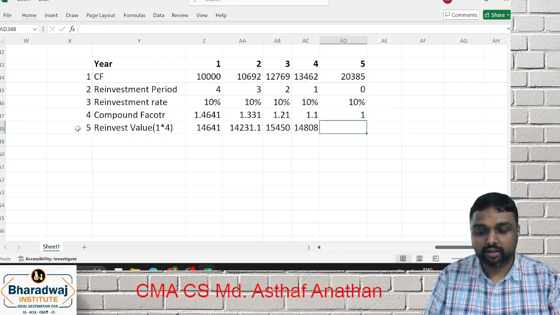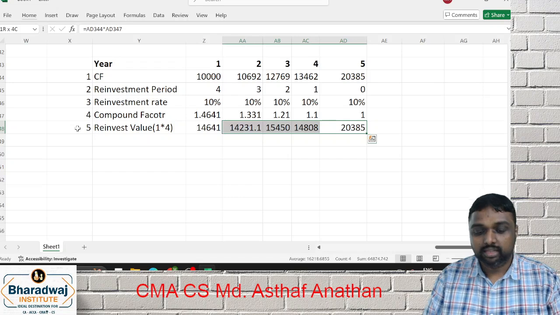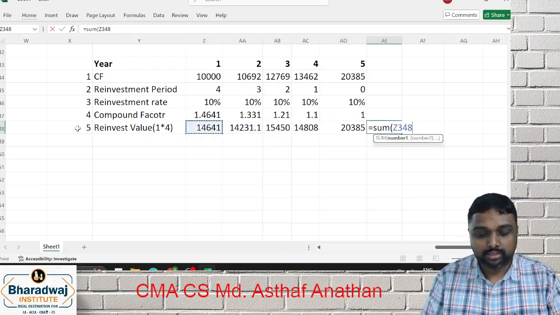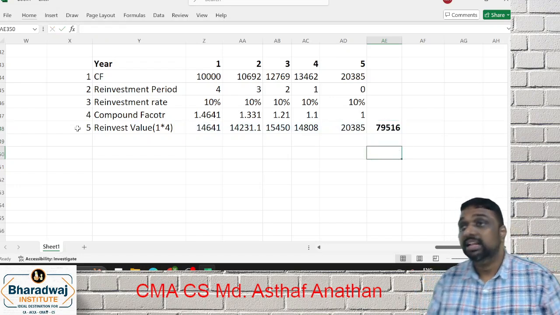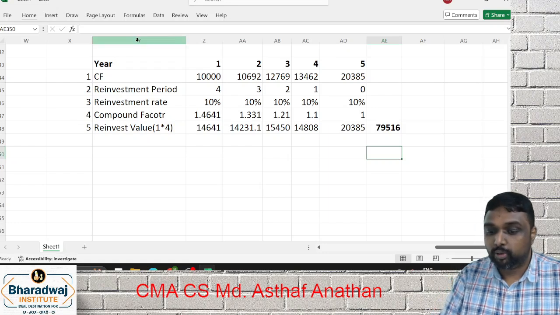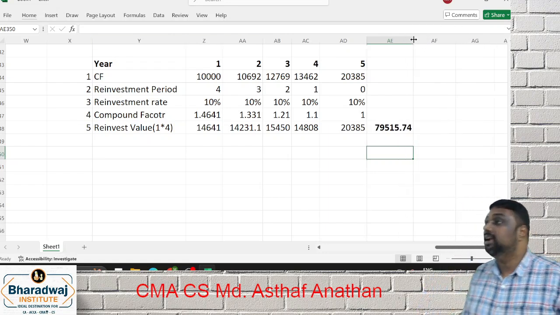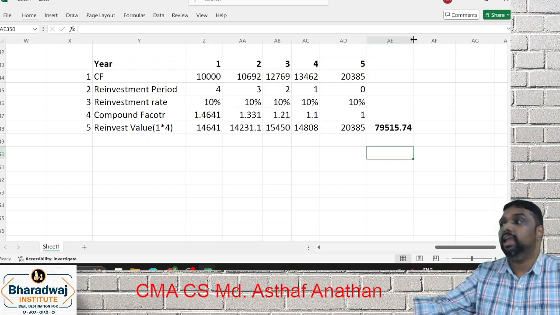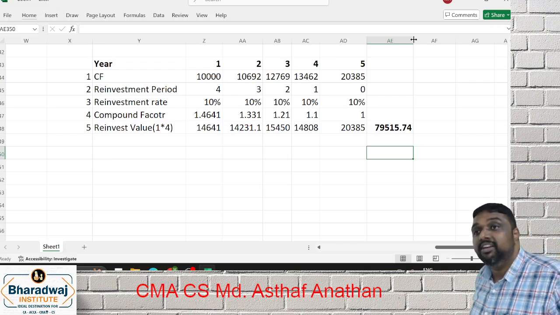So are you able to get it, friends? See, whatever the amount you are getting from the project, this is your value. So what is the total value? See, the total value at the end of the project is 79,000. If you take the total amount at the project end date, you're getting 79,000. Are you agree? Yes or no? Yes, you are getting 79,000.